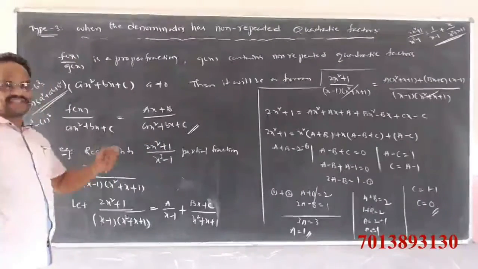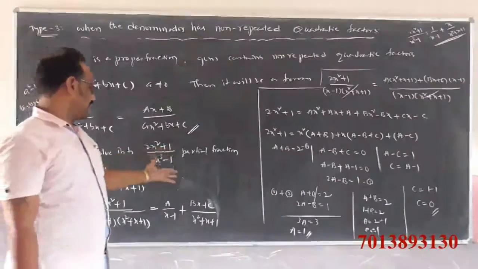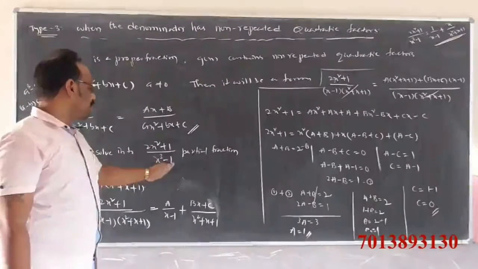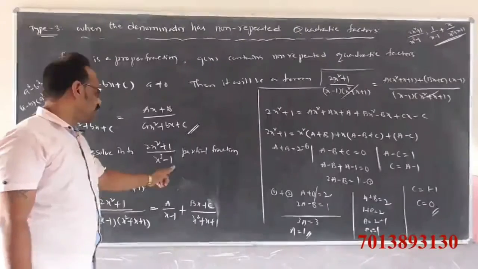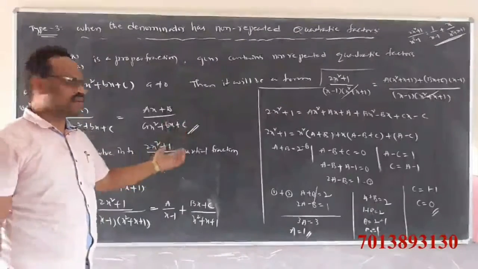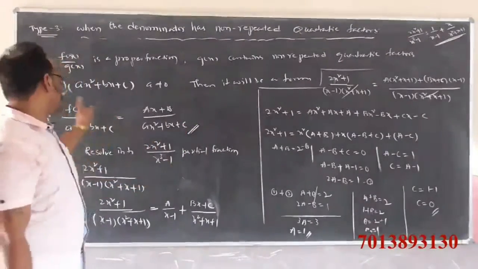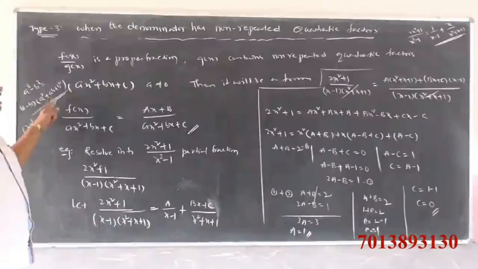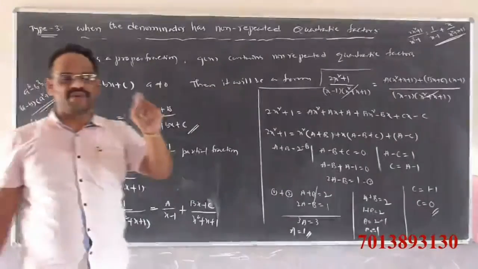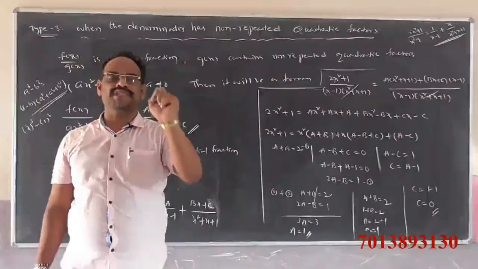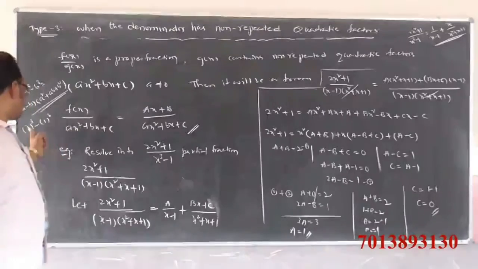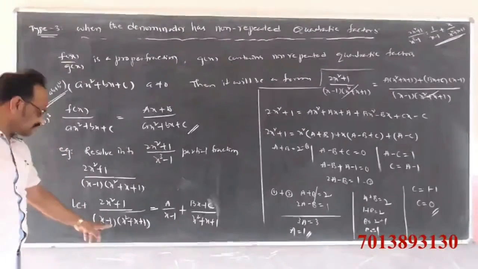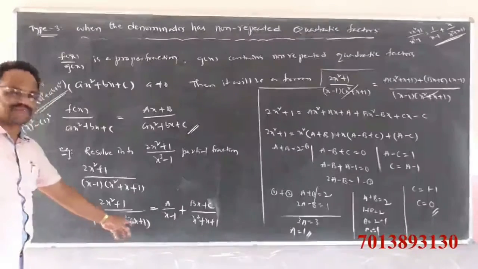Observe here, if you take one example, this is 2x square plus 1 by x cube minus 1. X cube minus 1 can be written as a cube minus b cube, since 1 cube is nothing but 1 only. The formula of a cube minus b cube is equal to a minus b into a square plus ab plus b square. So this can be written as x cube minus 1 cube by how much? X minus 1 into x square plus x plus 1.